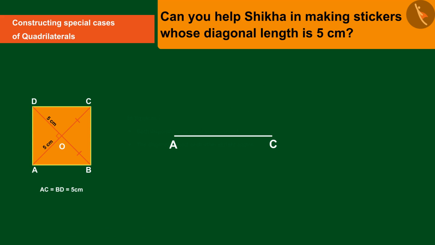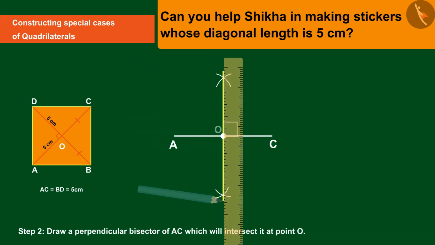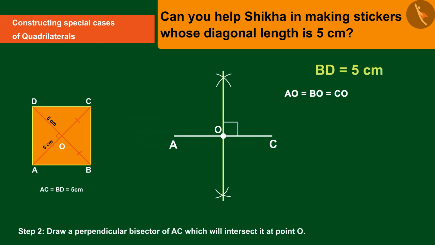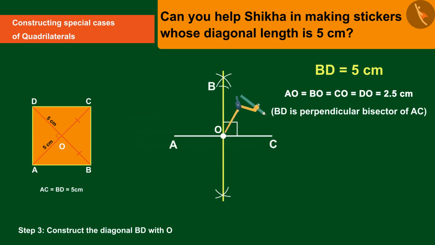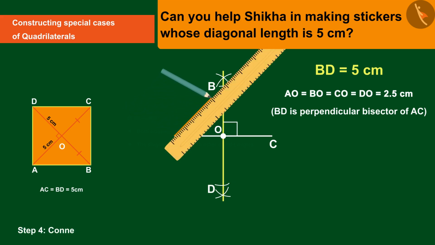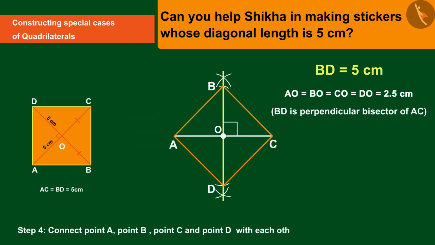Since both diagonals bisect each other at right angles, make a perpendicular bisector of AC which will intersect it at point O. Taking O as the center and half of BD, that is 2.5 centimeters, as the radius, we mark an arc on the perpendicular bisector of AC so that it intersects at point B and point D. Connect A, B, point B, C, point C, D, point D, A. Thus, the square ABCD is obtained.